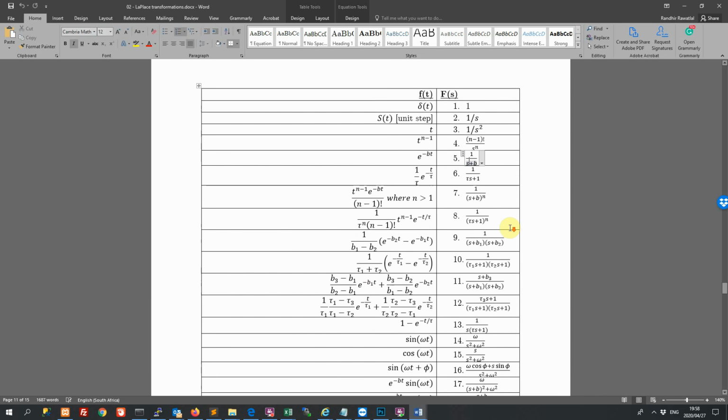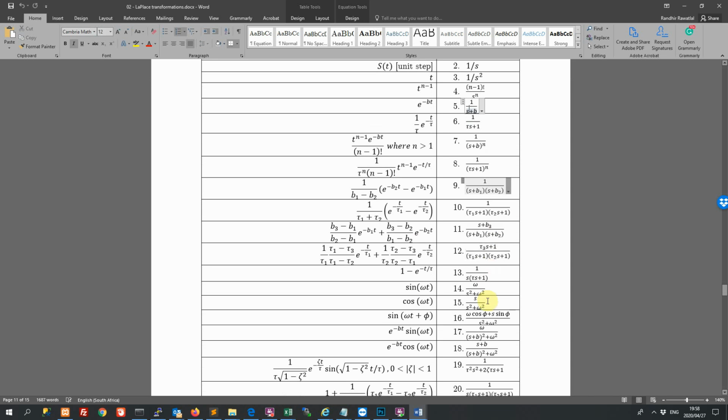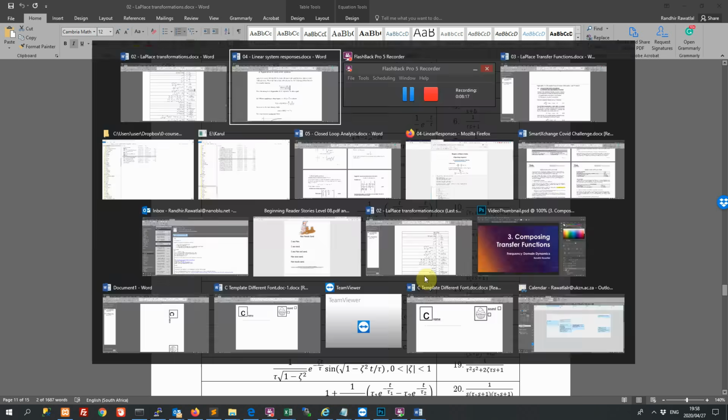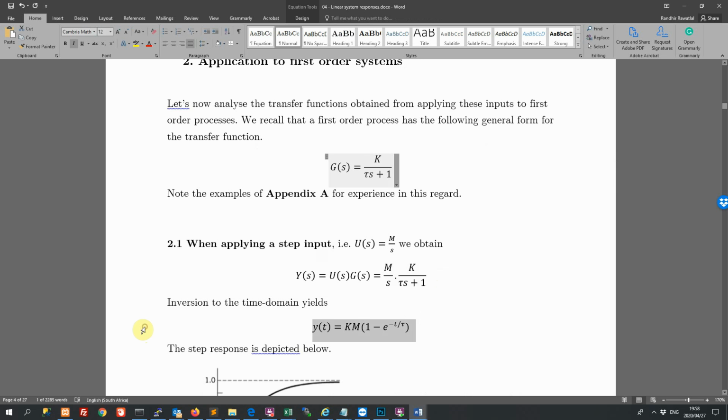So if we go back to our table here, right, we've got s times (tau s plus 1), and then we have 1 minus e to the minus t over tau. And in our transfer function, we actually have K times M. So you can imagine there's a K times M on the outside. And that's the same as what we have here. So we can say for our first order system, if we apply a step input, then we will get this kind of response.